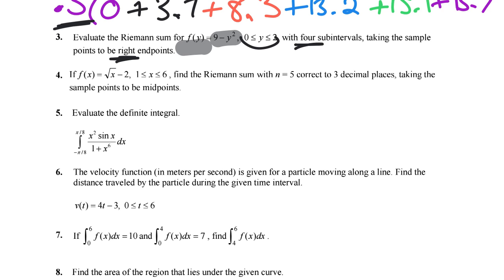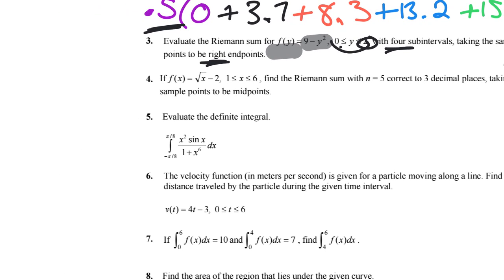So here we go. Using the right side, that means that we don't want the 0. We want to start with a 2. And we're going to break it into 4 subintervals. So 2 minus 0 divided by 4 is 0.5. So you're going to need a 2. So f of 2. Plug 2 into the equation, and you get a 5.